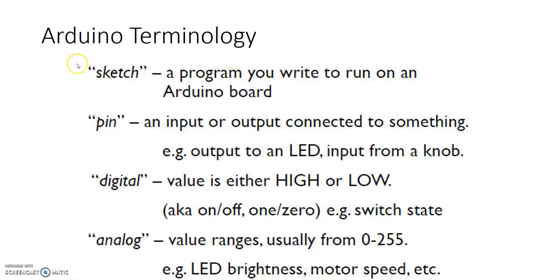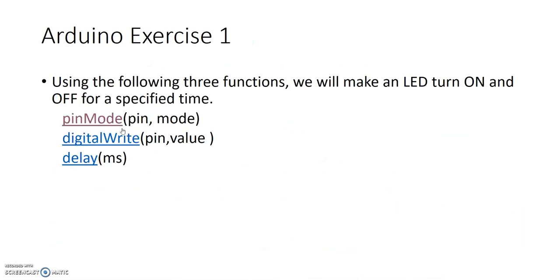Okay, so having those terms down, let's quickly look at our first exercise. In the first exercise, we'll look at a couple of Arduino functions, primarily pin mode, digital write, and delay. We want to use these three functions to make an LED either turn on and off for a given or specified amount of time. Before we go ahead and start writing code, let's see what these functions actually do. So you can click on these links and you'll get to the Arduino reference site.